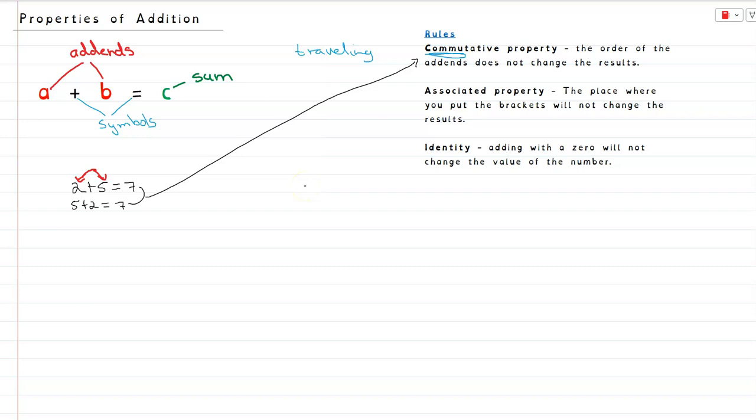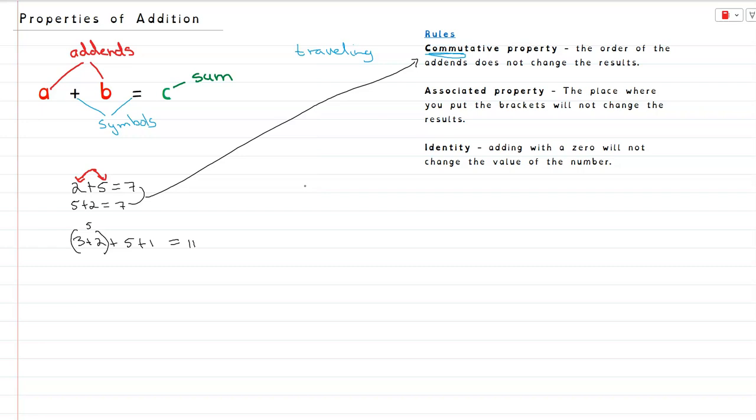The associative property says the place where you put the brackets will not change the result. So if you have an equation that has 2 or 3 or 4 addends, so you have 3 plus 2 plus 5 plus 1 equals: 3 plus 2 is 5, plus 5 gives us 10, plus 1 gives us 11. And if we put the brackets over here, we will still get 11. Remember, the brackets come first, so 3 plus 2 gives us 5, 5 plus 5 gives us 10, and 10 plus 1 gives us 11.